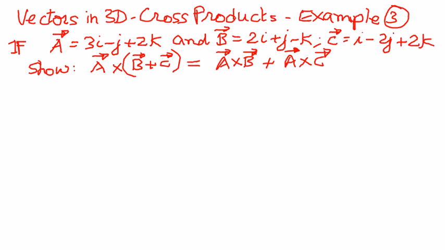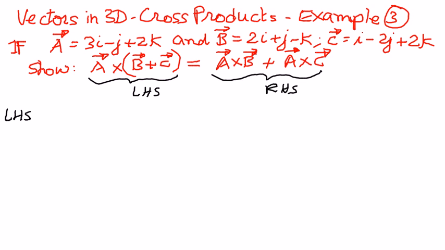So here again we will call this the left hand side of the equation, and this the right hand side of the equation. We will take the left hand side and come up with an answer, then take the right hand side and come up with an answer. We'll compare those two, and if those two answers are exactly the same, then this property is true. So let us get started. We'll start with the left hand side of the equation.